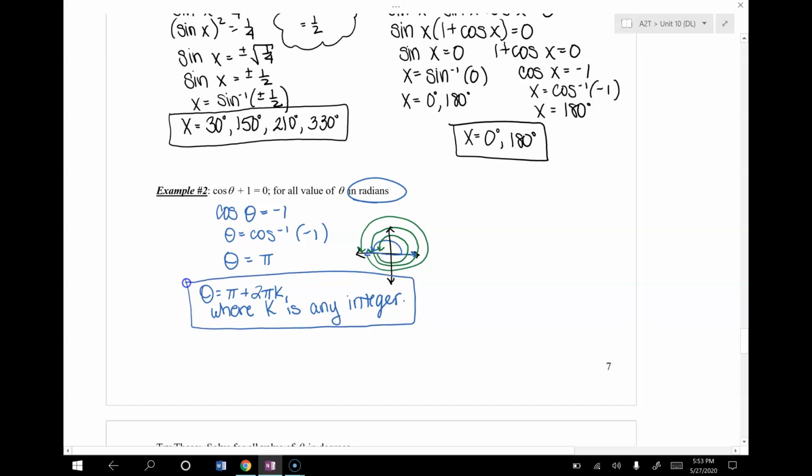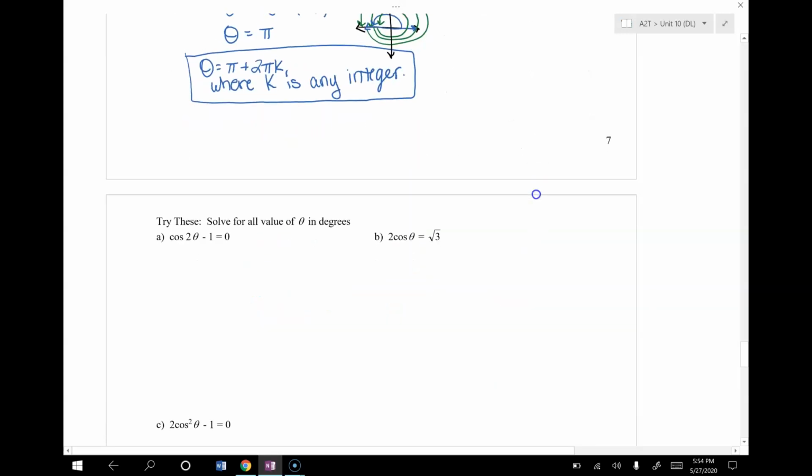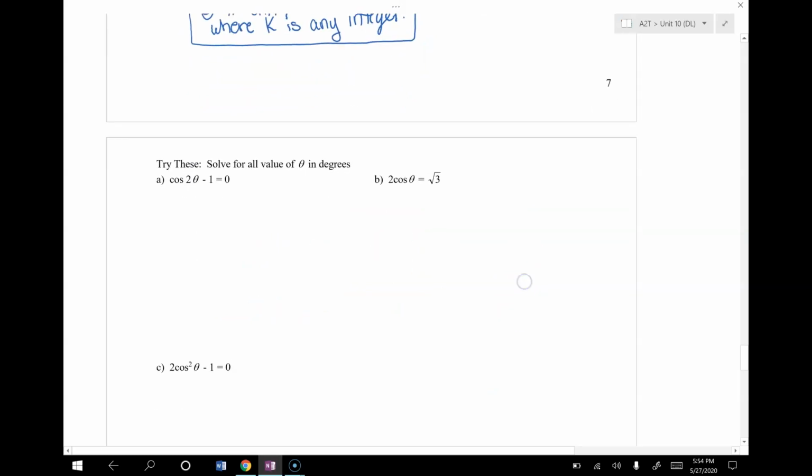Okay, so we've seen this before where we use k and then we establish what it means. So it occurs, pi is the first location, and then it occurs at every 360 or 2 pi radians. Easy peasy. Take a look at these. I'll do A with you, and then I'm going to have you pause, and then we'll do B and C on our own to see how we're doing, okay? All right, cosine of 2 theta.